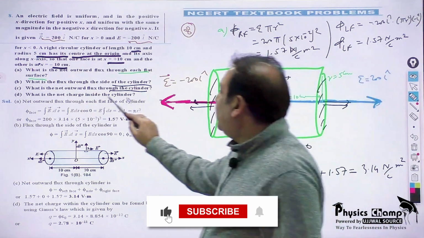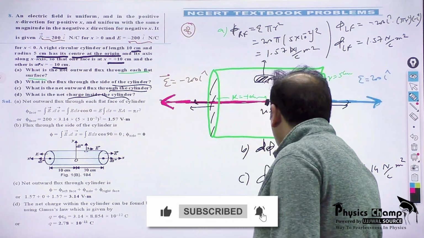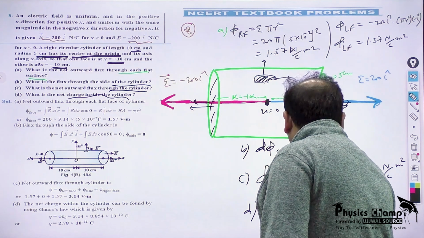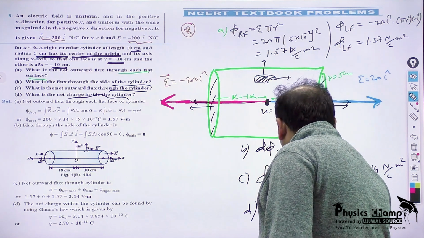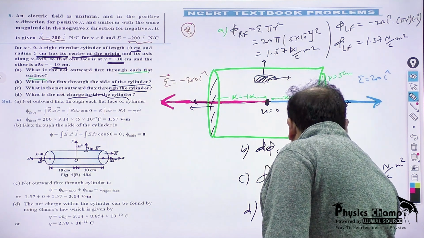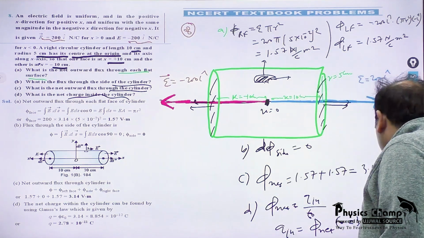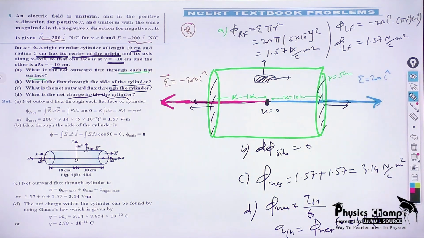And what is net charge inside? You are looking for net charge inside. Net flux is equal to charge inside by epsilon naught. So net charge inside will be net flux into epsilon naught. So 3.14 epsilon naught. This will give you net charge inside. So it was a slightly different question and you have done it well.